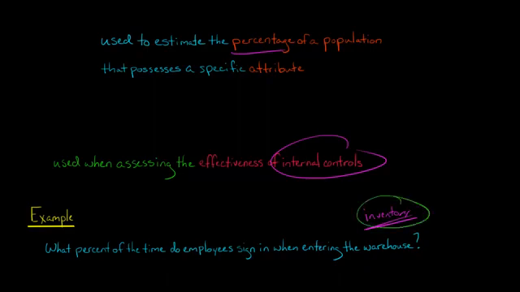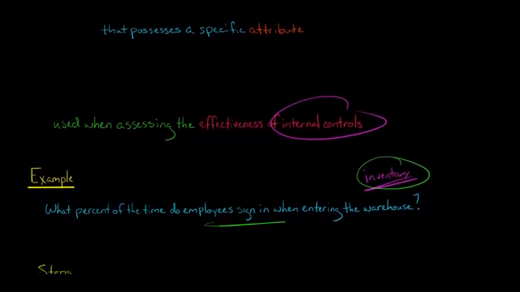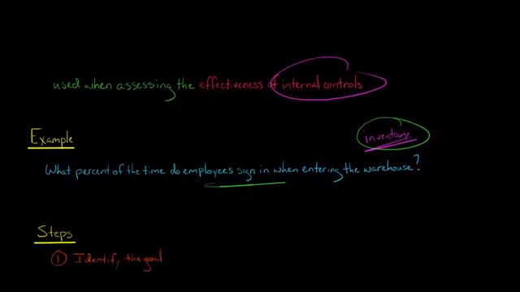So if you have a company policy where you say, okay, employees have to sign in when they enter the warehouse, that would be an example of an internal control, and you could say, okay, let's do attribute sampling. We want to test this internal control and see, like, what percent of the time are people actually signing in, and so forth.